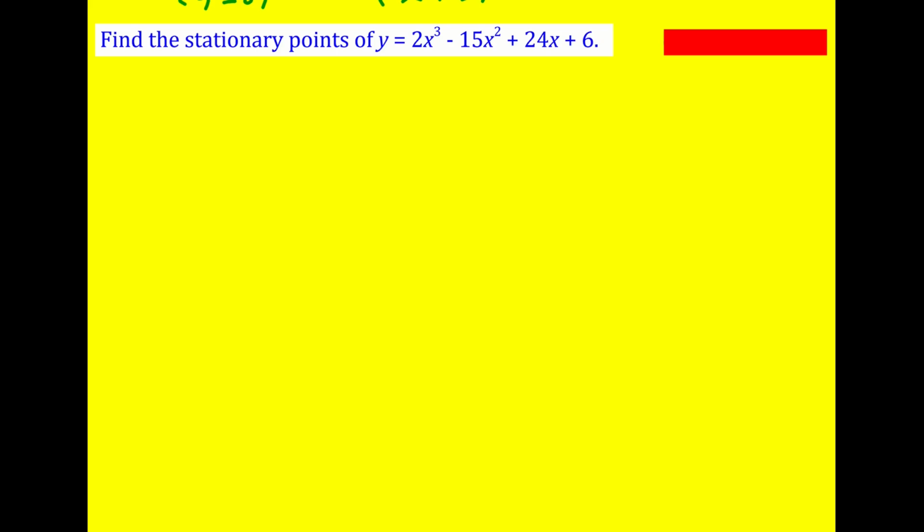So my challenge for you now is, having gone through finding the stationary point of a quadratic, can you have a go at this one where I find the stationary point of a cubic? Go for it. Well, I'm going to talk through it now.